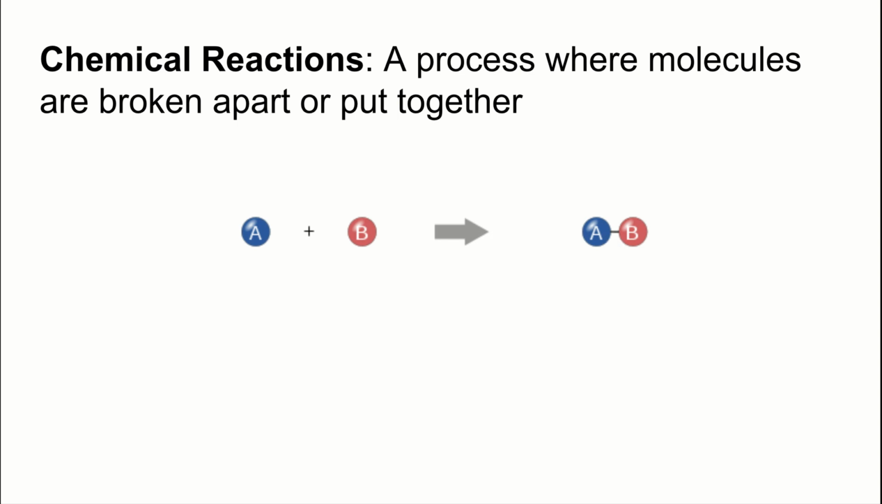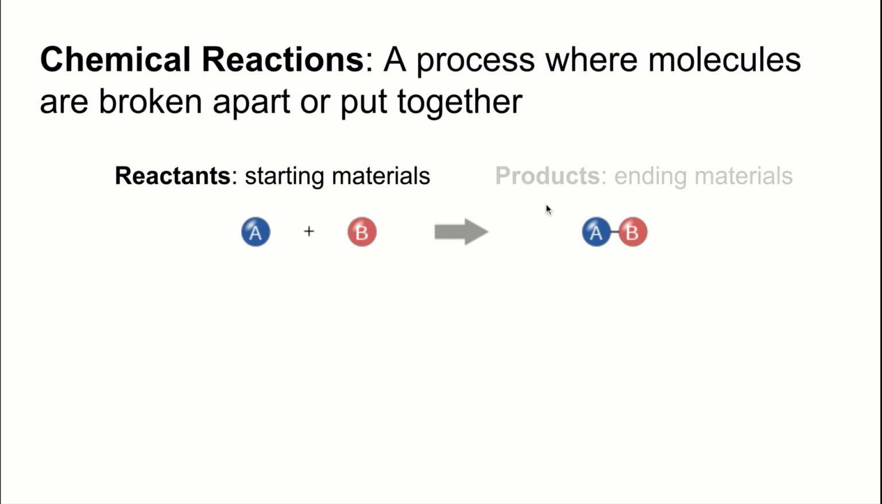So we've got a specific term to describe what we start with and what we end with, and we're going to use these terms a lot. What we start with, our starting materials, these are called reactants. What we end with, these are the products. Our ending materials are products. So make sure you've recorded all of these definitions.